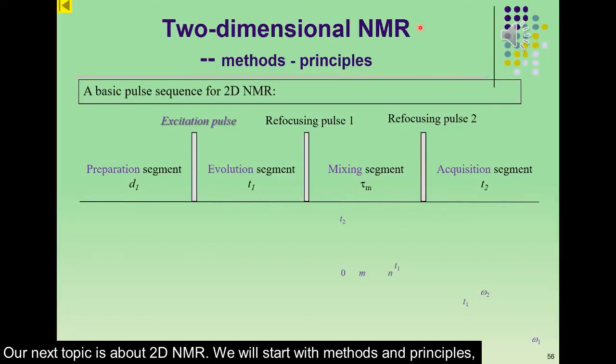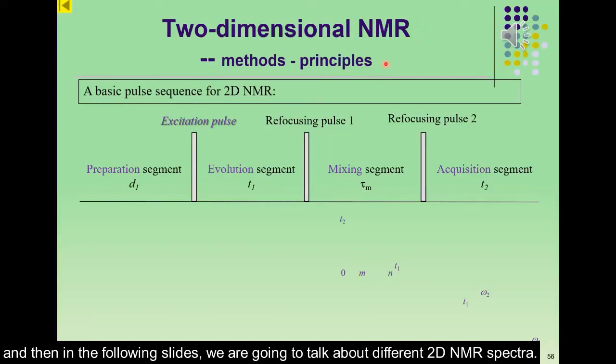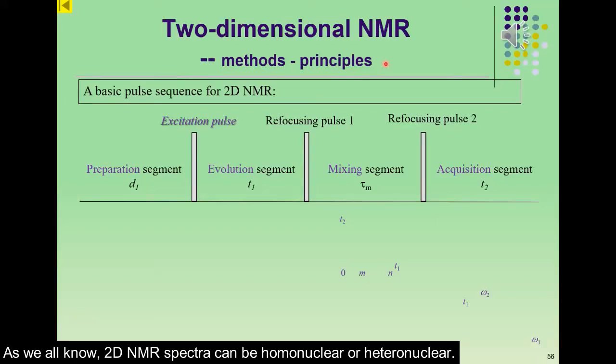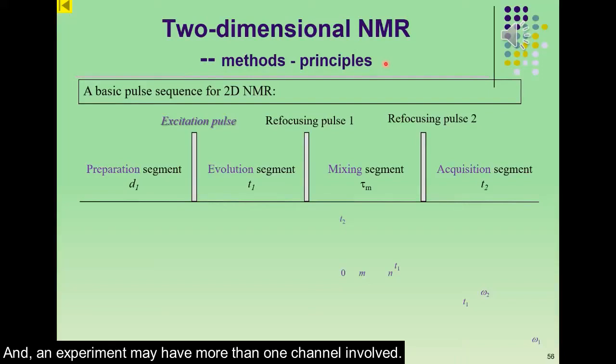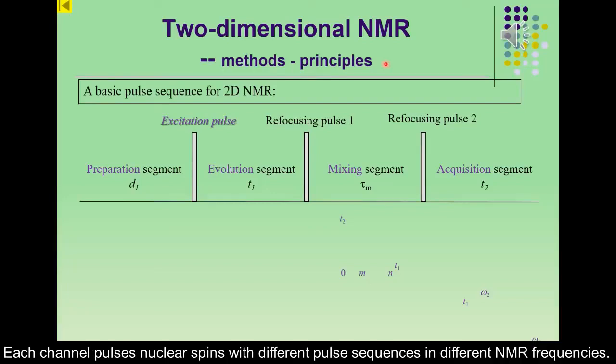Our next topic is about 2D NMR. We will start with methods and principles, and then in the following slides, we are going to talk about different 2D NMR spectra. As we all know, 2D NMR spectra can be homonuclear or heteronuclear, and an experiment may have more than one channel involved. Each channel pulses nuclear spins with different pulse sequences at different NMR frequencies.